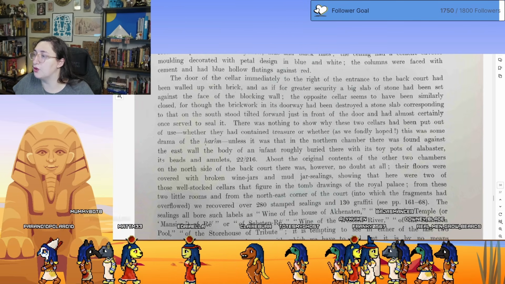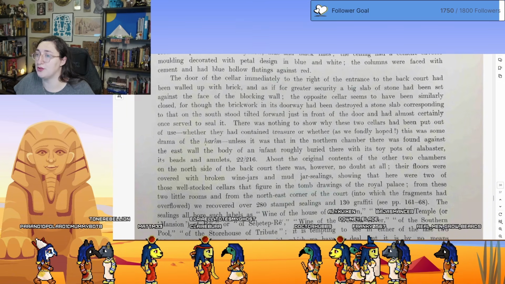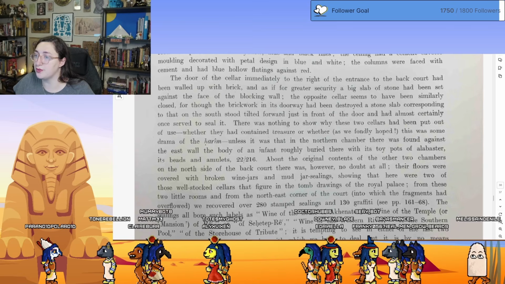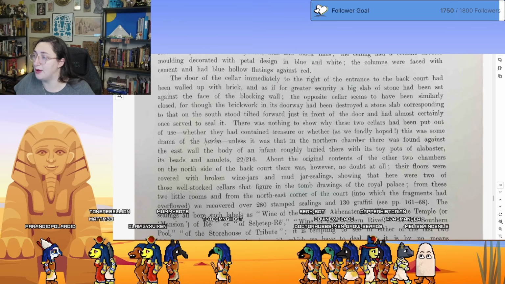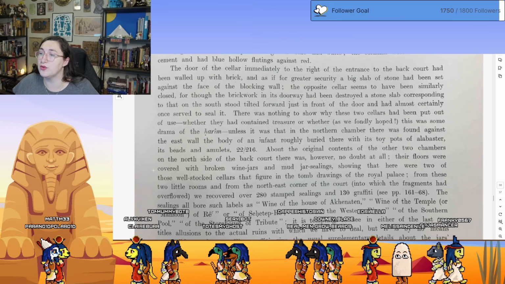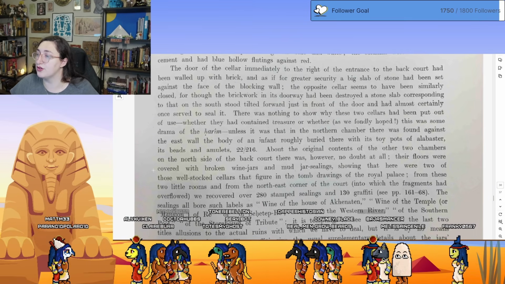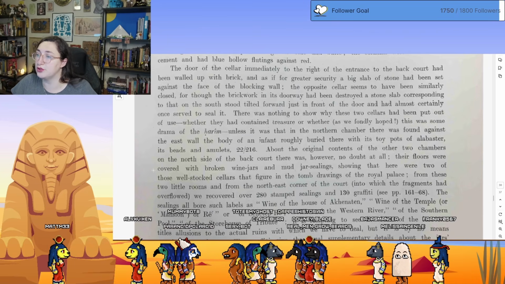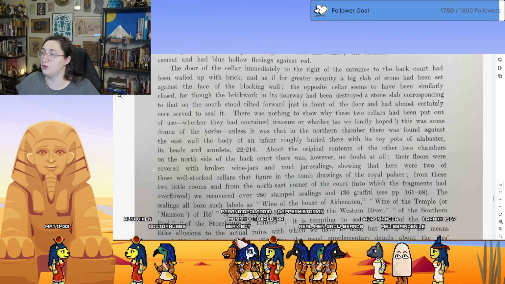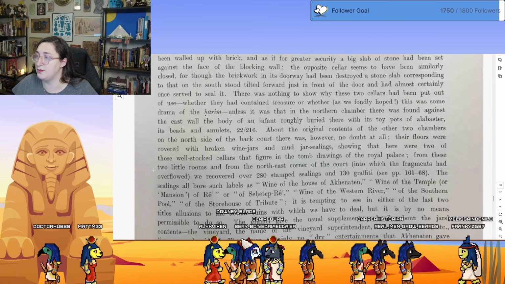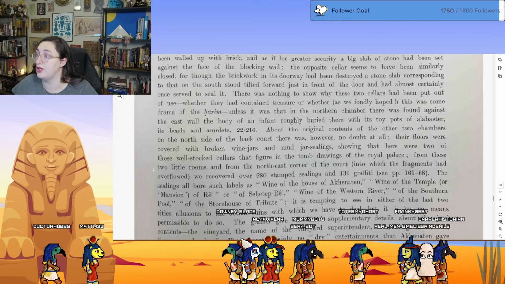About the original contents of the other two chambers on the north side of the back court, there was, however, no doubt at all. Their floors were covered with broken wine jars and mud jar sealings, showing that here were two of those well-stocked cellars that figured in the tomb drawings of the royal palace. From these two little rooms and from the northeast corner of the court into which the fragments had overflowed, we recovered over 280 stamped sealings and 130 graffiti.